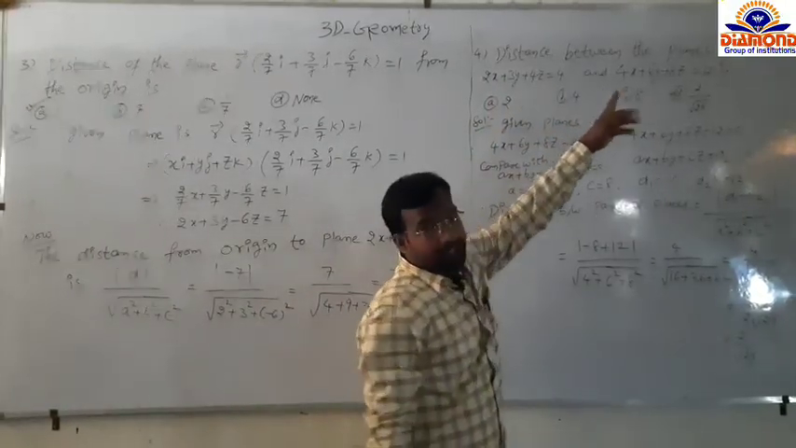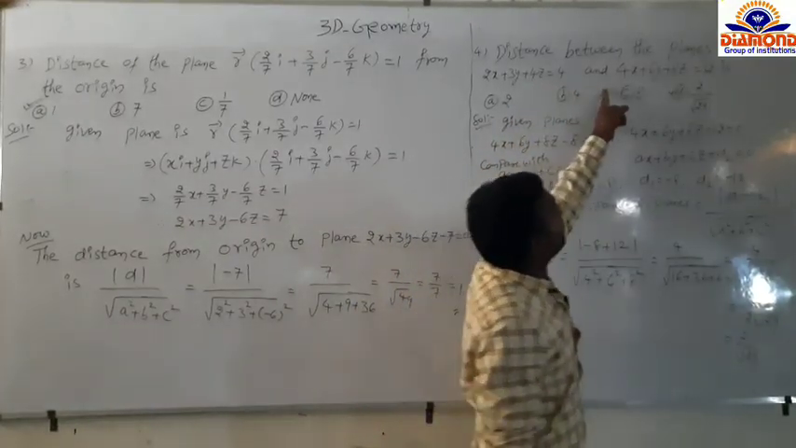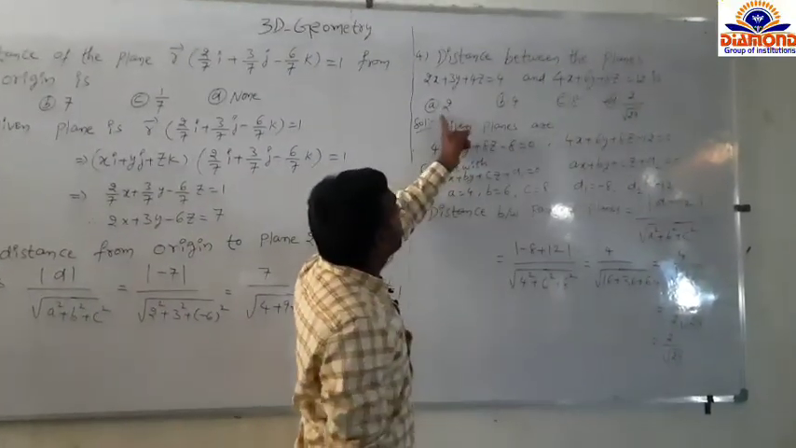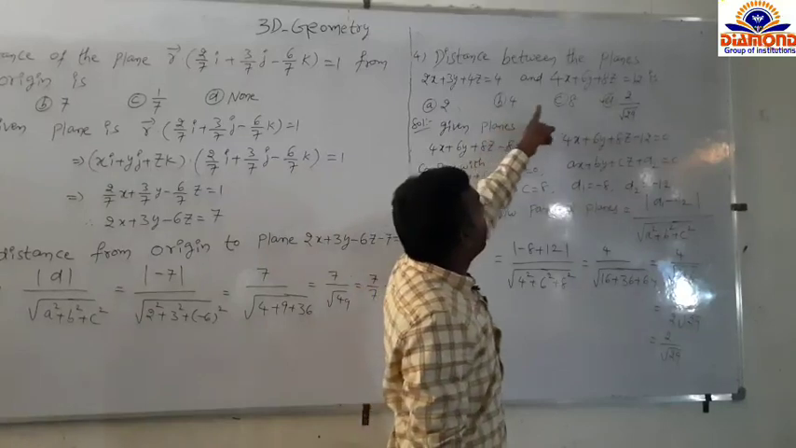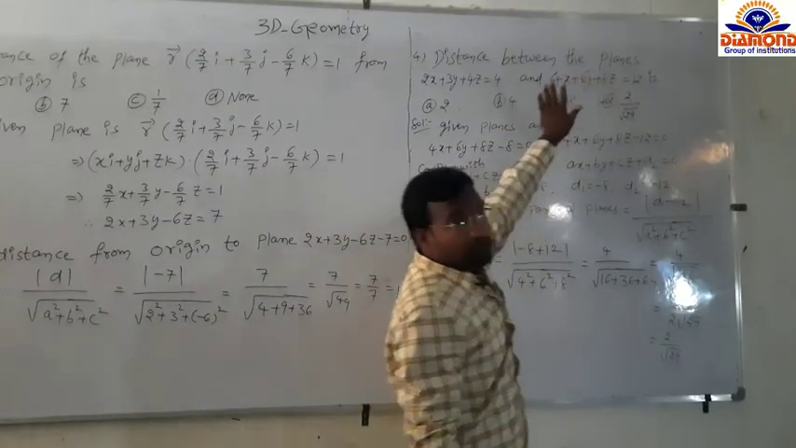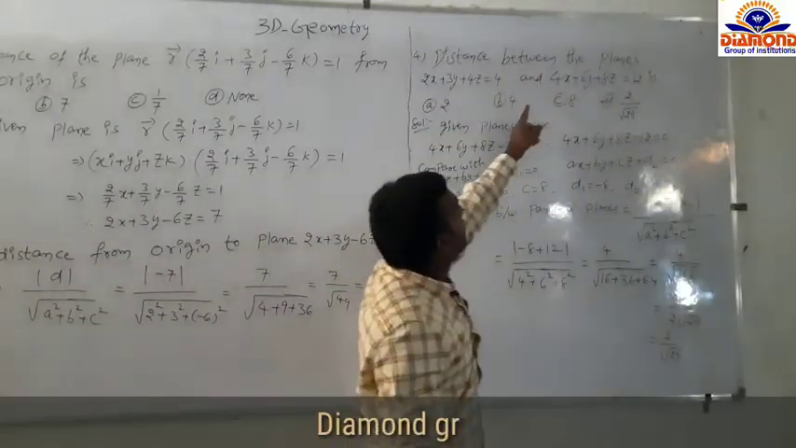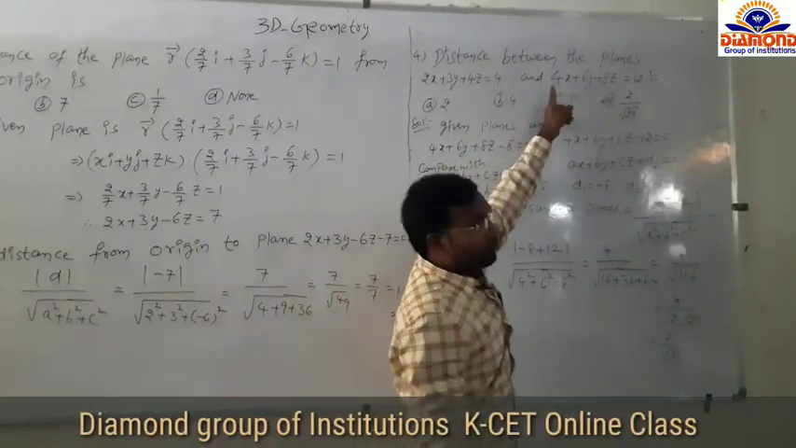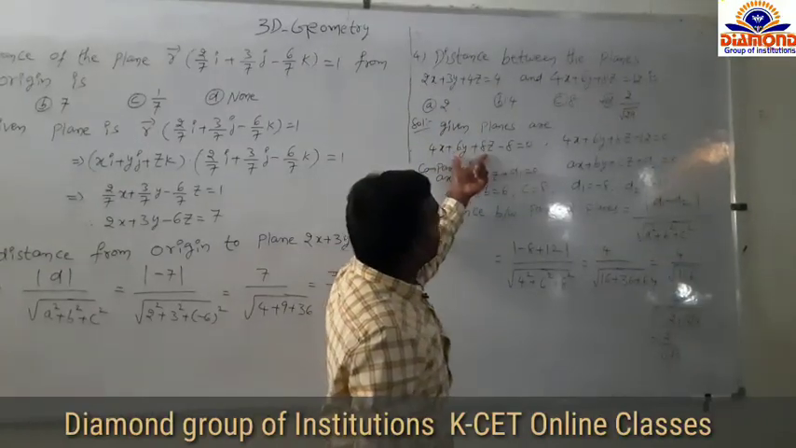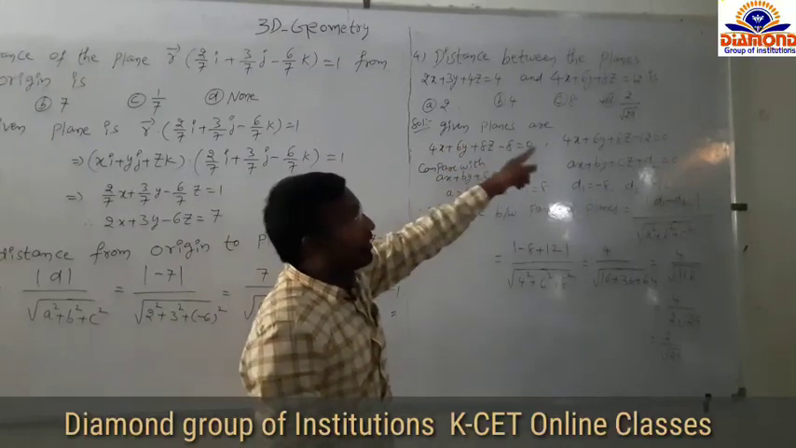Distance between the planes 2x plus 3y plus 4z equal to 4 and 4x plus 6y plus 8z equal to 12 is option A 2, option B 4, option C 8, option D 2 by root 29. So what are the given planes? This one is a multiple of 2. Suppose this plane is multiplied by 2, then the x, y, z coefficients are the same. So that's why these two are parallel planes.